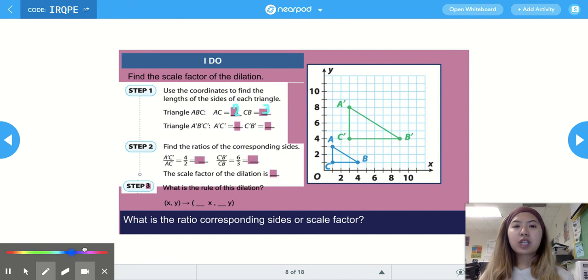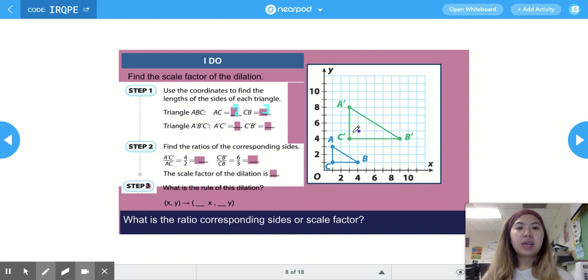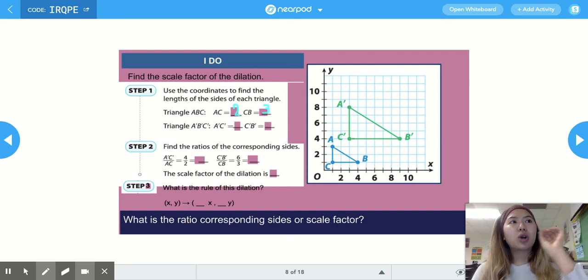This method works best if you can easily count how long the length is because it's on the grid nicely. There are going to be some dilated shapes that are not easy to figure out what their side length is without doing some math calculations. So in those cases, it might be better to figure out what the original coordinates are and then the dilated coordinates and figure out the rule from there.